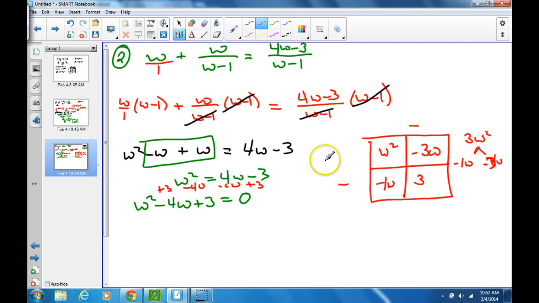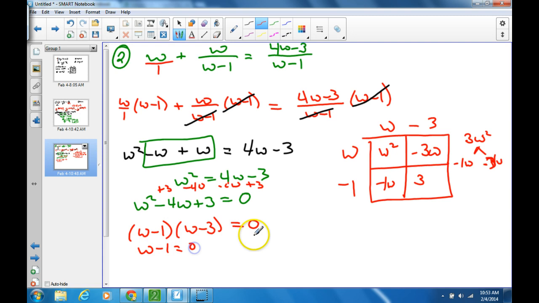Okay, so what can I take out of the top line? A w. How about the bottom line? 1. Left side, right side, 3. So my factors are w minus 1 and w minus 3 equals 0. So your final answer, if you set both of these equal to 0 and solve for w, you have w equal to 1 and 3.